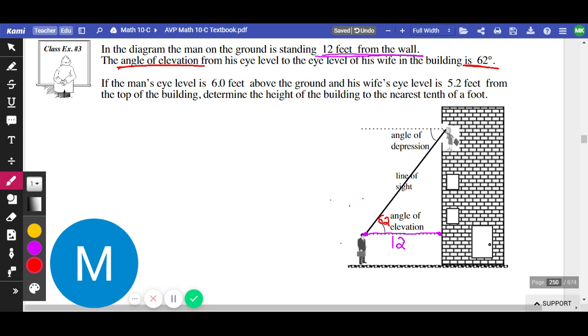Awesome. If the man's eye level is 6 feet above the ground, that's kind of like the trick we did on the last question, right? They're telling me from here to here is 6 feet. And his wife's eye level is 5.2 feet from the top of the building. That one's a little trickier. They're not saying she's 5.2 feet tall. They're saying the distance from the top of the building to his wife's eye level is 5.2 feet.